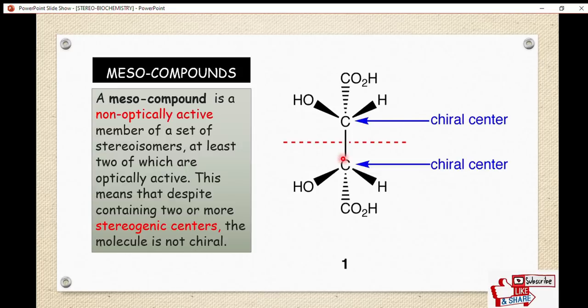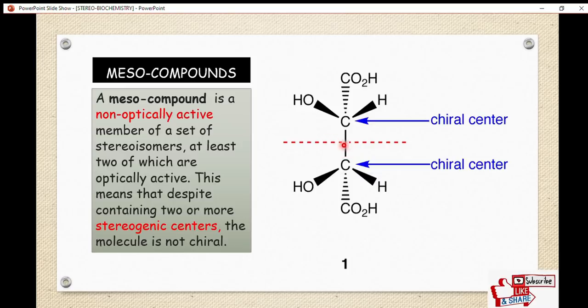So let's take this compound for instance. We have a chiral center here, we have a chiral center here, as the line shows over here. This is a chiral center because it's bonded to 4 different groups of atoms, and the carbon here is a tetrahedral carbon. This also is a tetrahedral carbon. But when we draw a line here, this is a mirror image of this. So it has a plane of symmetry, and when we superimpose this on this, it's exactly the same thing. So it's not optically active. Although it has chiral centers, it's not optically active.